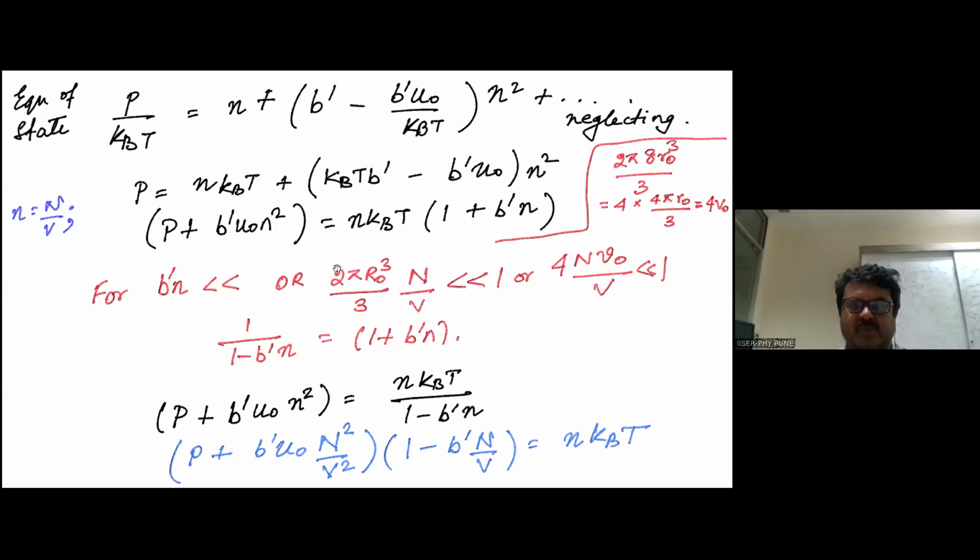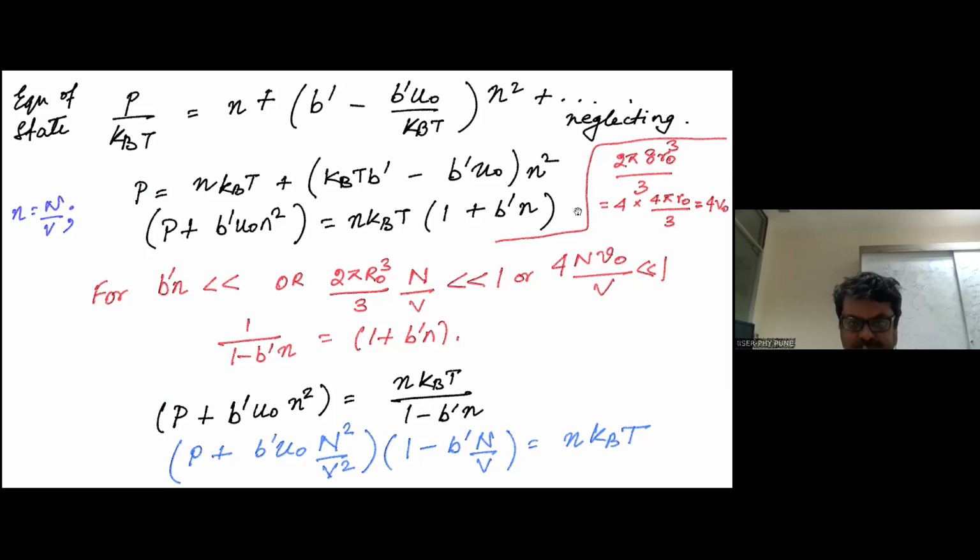But what is this quantity? 2 pi r0 cube by 3. So I just remind you that r0 was diameter. Hence, in terms of the radius, one can write this as 2 pi by 3, 8 times radius cube, which is the same as saying 4 into 4 pi by 3 R0 cube here. A cube is missing. I'm sorry. There should be an R0 cube here. And then this is the volume of the particle.